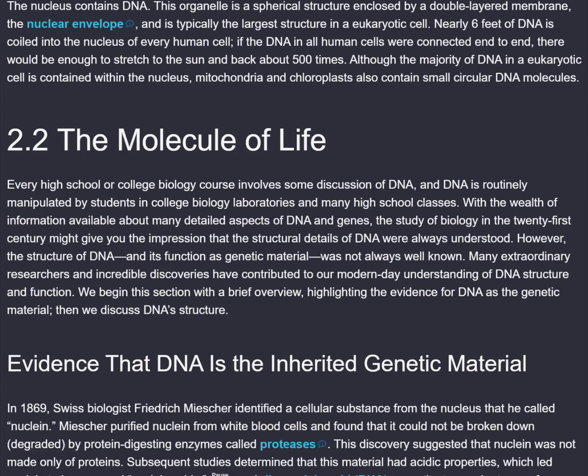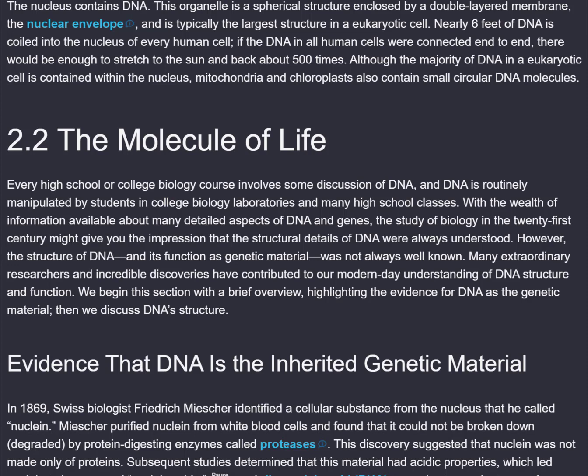The nucleus contains DNA. This organelle is a spherical structure enclosed by a double-layered membrane, the nuclear envelope, and is typically the largest structure in a eukaryotic cell. Nearly 6 feet of DNA is coiled into the nucleus of every human cell. If the DNA in all human cells were connected end to end, there would be enough to stretch to the sun and back about 500 times.